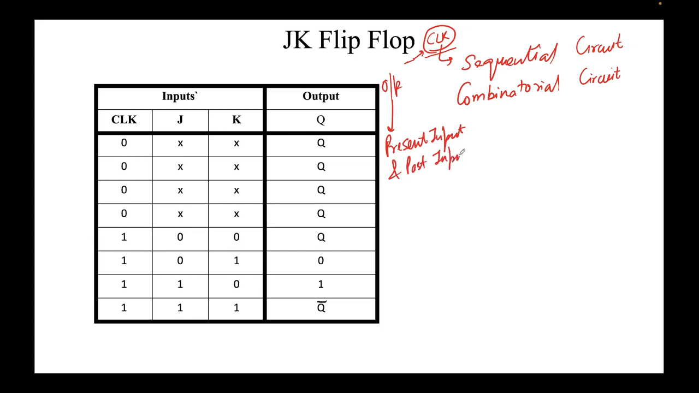Now, this is important. In combinatorial circuits, output depends on present input. It doesn't care what the value was before. Sequential circuits do, depending on how the circuit looks. So a sequential circuit may depend on some past value, whatever the circuit, whatever the value was.